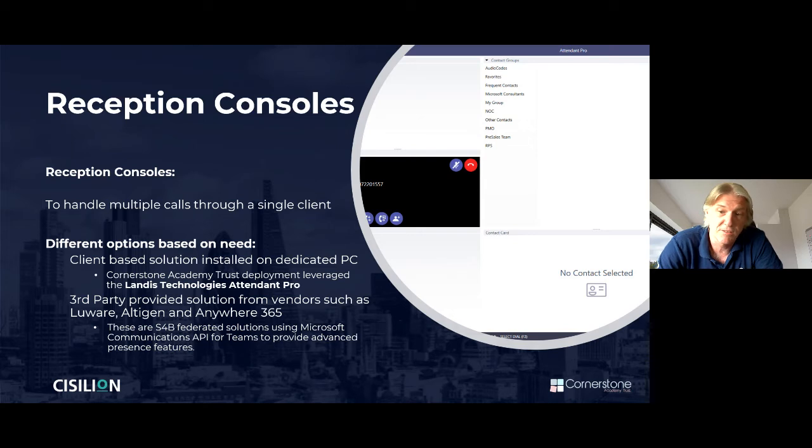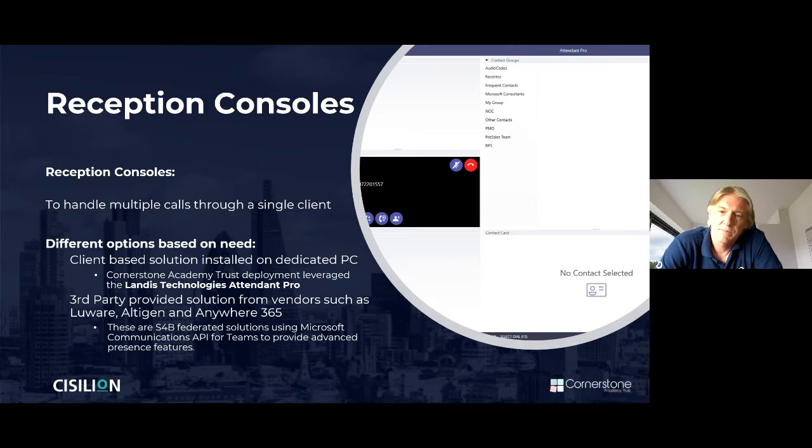There obviously is a price difference between those, and I personally tend to stay away from pricing, so I let Rob handle that, but it's something that has to be considered in any deployment. But with this Communications API that came out, I think we're going to see a lot of advanced and accelerated development in this area. So over the next six months, I think this will change quite dramatically, and you're going to end up with a native reception console for Teams.